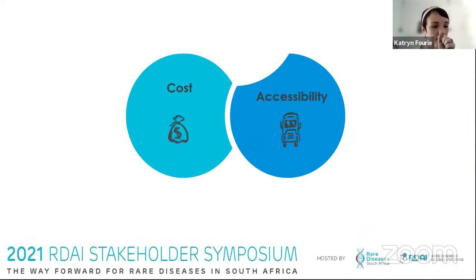Then there are issues around cost and accessibility, and I've kept these two together because the cost is what makes the testing inaccessible to large parts of the country. And keep in mind here that the majority, I think it's something like 70% of our population, makes use of the public healthcare system.